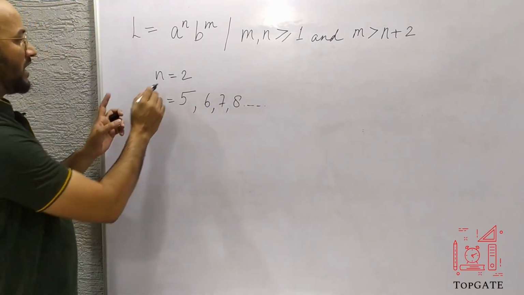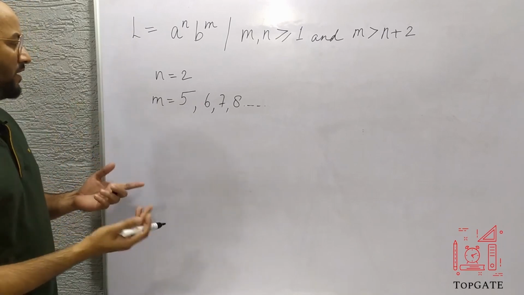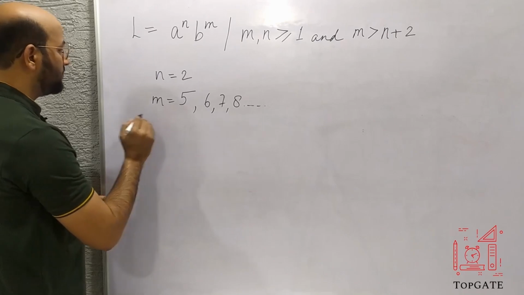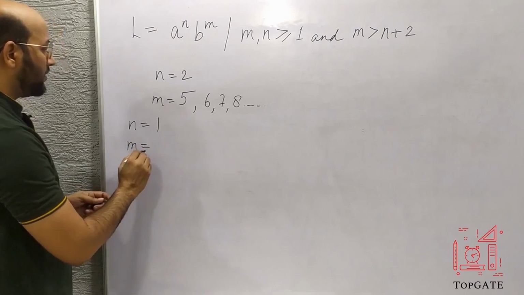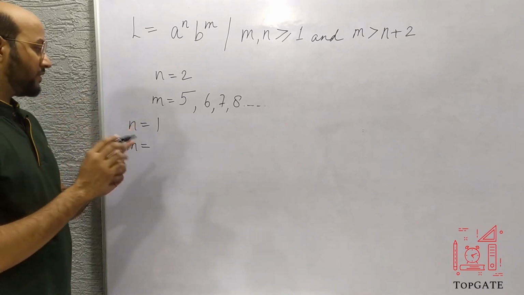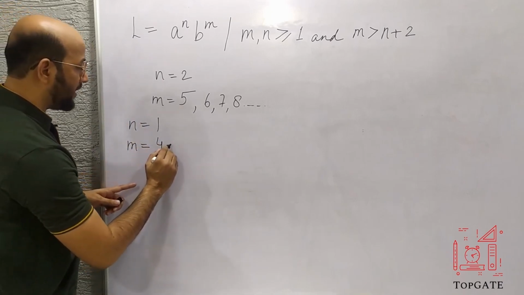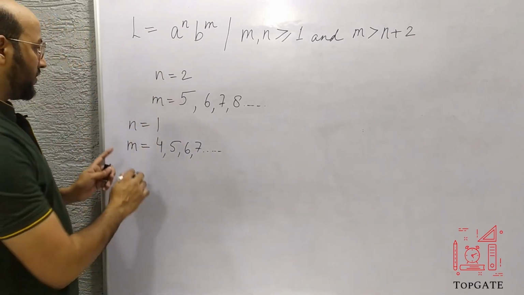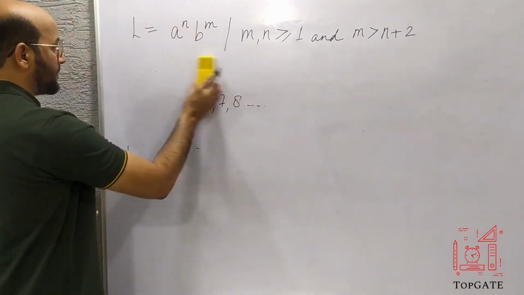So if n is equal to 2, m will be 5 or 6 or 7 or 8 or 9, anything like that. For the minimum, suppose I take n equal to 1. That is the minimum in this case. If n is equal to 1, then m will be greater than 1 plus 2, that is 3, and greater than 3 is 4. So we'll get m equal to 4 in this case. So it is minimum 4, and it can be 5 also, 6 also, 7 also, 8 also, and so on. So we have to design a PDA for this particular language. Let's take a string in this case and then start doing it.